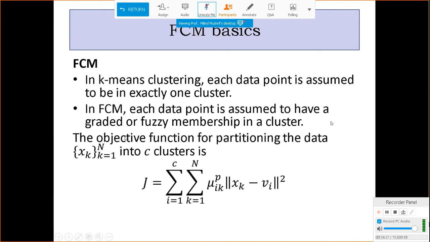So the objective function, which is to be minimized, is then modified as this. There you can see one extra term here, mu ik. So mu ik is called the fuzzy partition matrix, which basically tells you about the membership of the kth data element to the ith cluster, and this P is the degree of fuzziness introduced. So P we can vary.